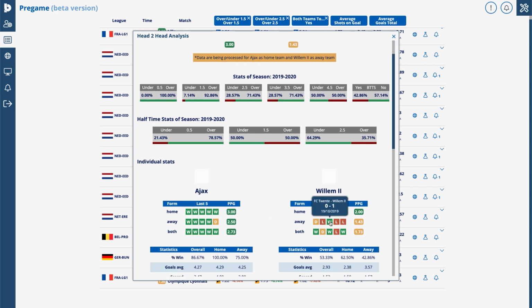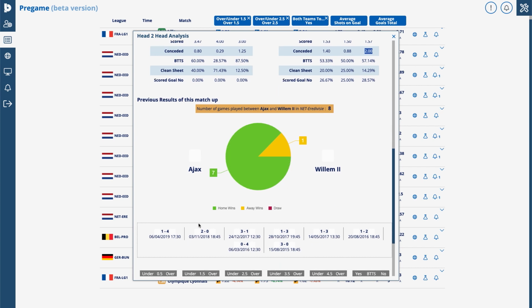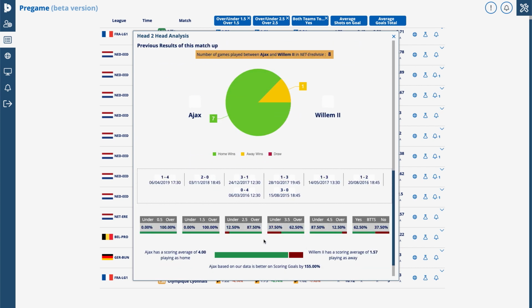They're basically in a different league. They're not playing against the normal teams in Holland. You see, scoring four on average, conceding lots of goals. I mean, just have a look at this.